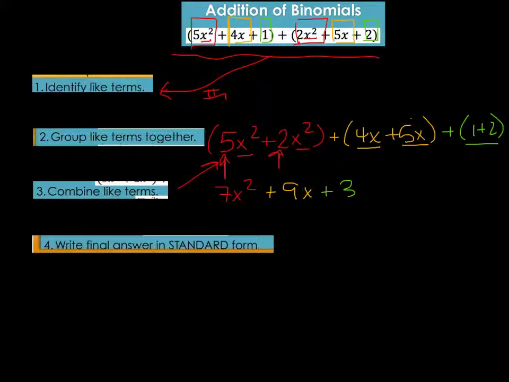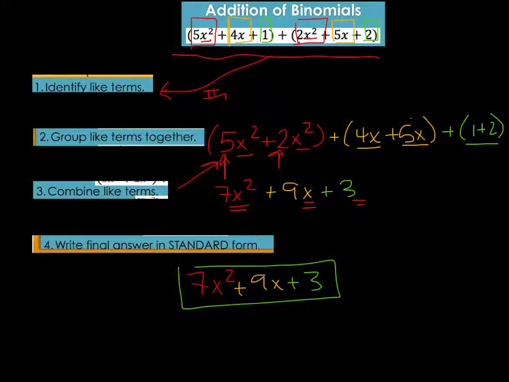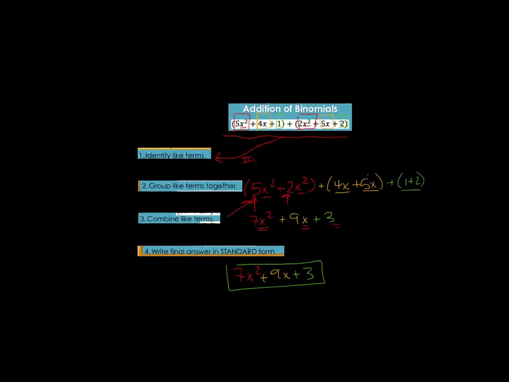We got 3. So our final answer needs to be written in standard form. That means these exponents that we have going on for all of our terms need to be written in greatest to least. So we have 7x squared plus 9x plus 3 as our final answer for that one in standard form.